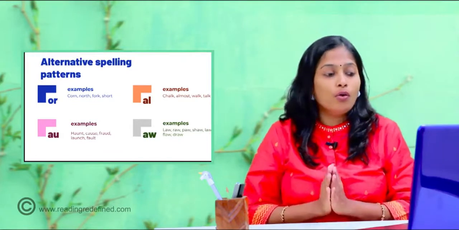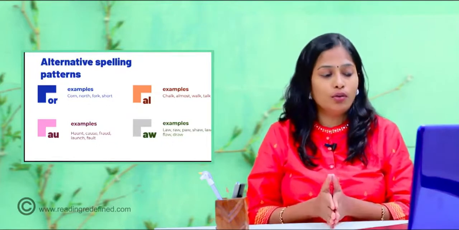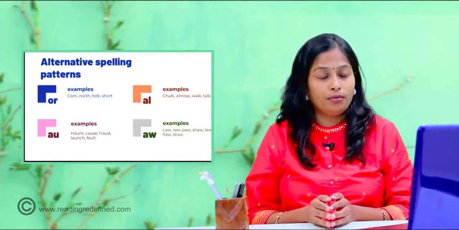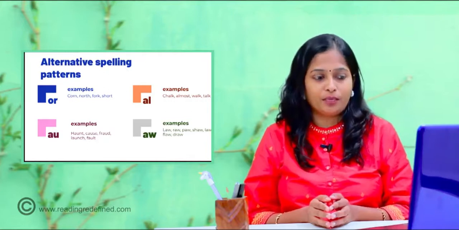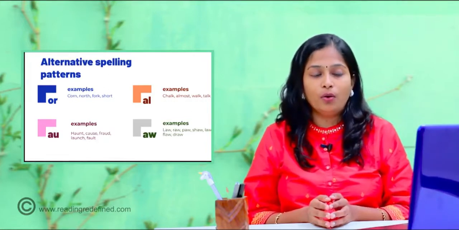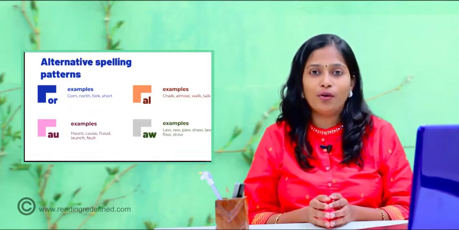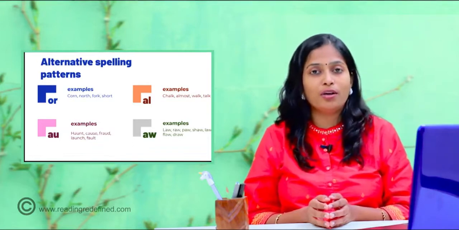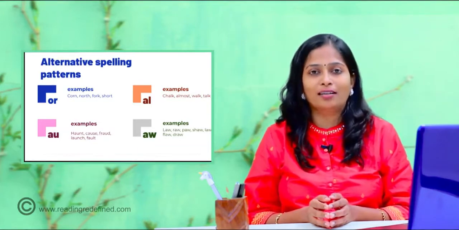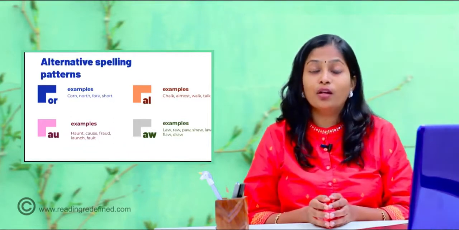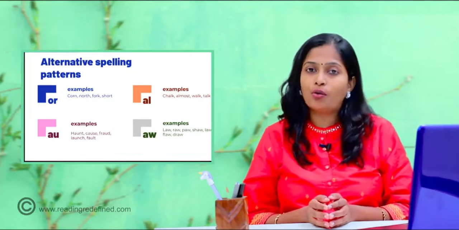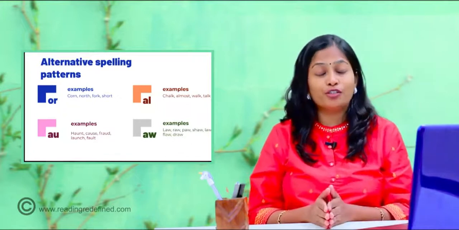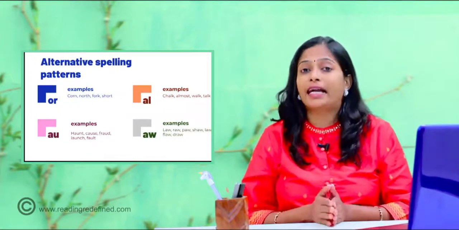So AU: haunt, cause, fraud, launch, fault. AU takes the sound of O with the AU spelling pattern. So AW: low, raw, pour, show, loan, flow, draw. It also should be pronounced with O and not A. Not 'la', 'ra', 'dra'. That has to be changed to low, raw, draw. So are you getting it? Yeah. This way we help children pronounce words with the right pronunciation.